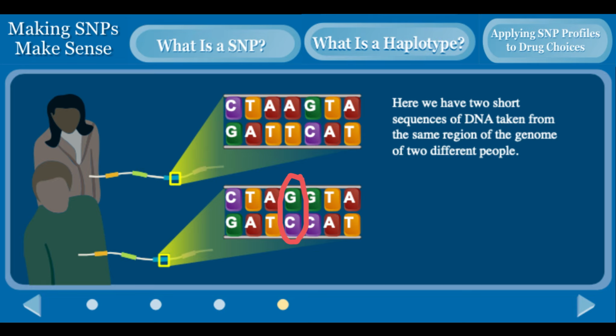But does it mean that the person on top doesn't have a polymorphism? Actually, he does also have a single nucleotide polymorphism, which can happen in different individuals with different frequency. For example, the top one can be found in 28% of the people, and the bottom one in 72% of the people.